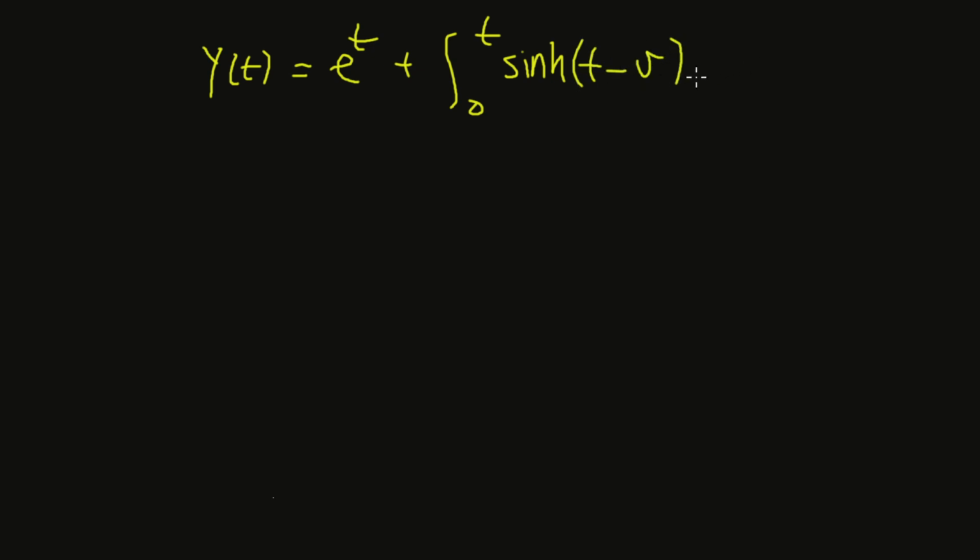So you should pause the video, look at the definition, and try to write it yourself, then see if you get what I'm going to put right now. So the exponential of t first, the integral from 0 to t, the hyperbolic sine of t minus v, g of v dv. That's all.